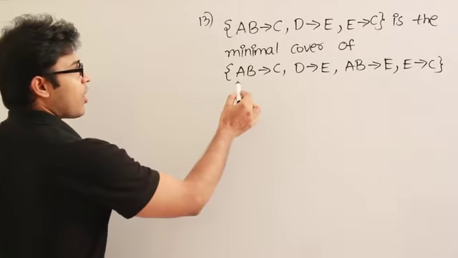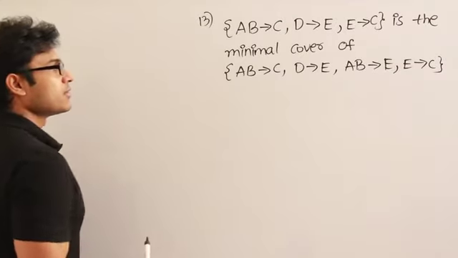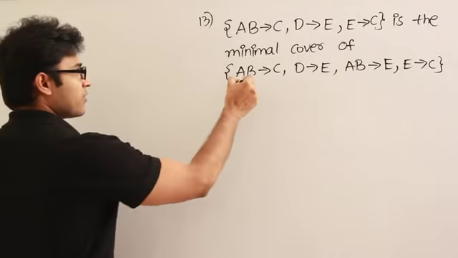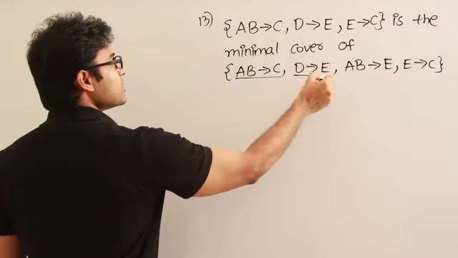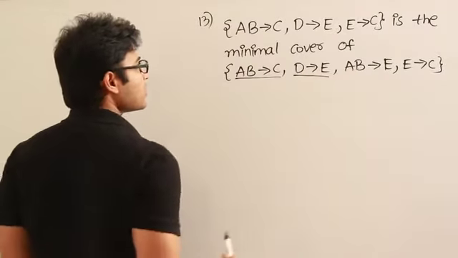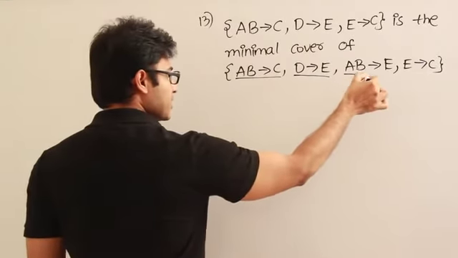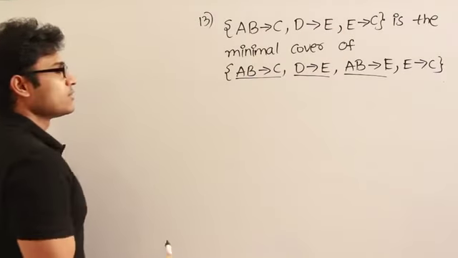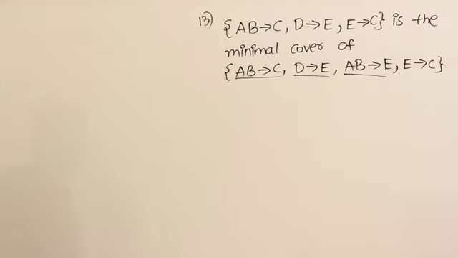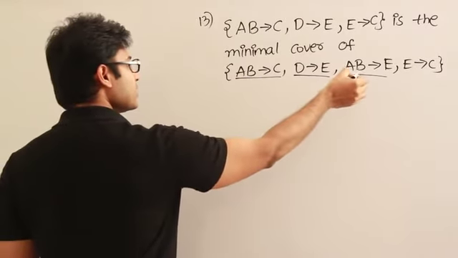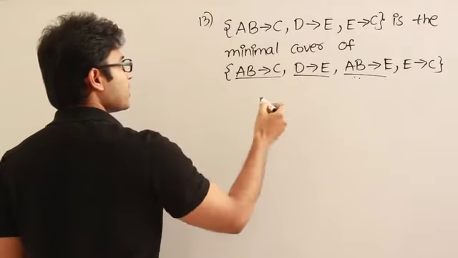Let's see if all the productions of this set are covered by this particular set. Definitely this one is covered, it is clearly there, and this one is covered, it is there. And what about this one? AB determines E is not there, so let's see if this one is covered by that. How can we get it? We have to find AB plus here and we should get E. In that case we can say that this particular FD is covered, right?